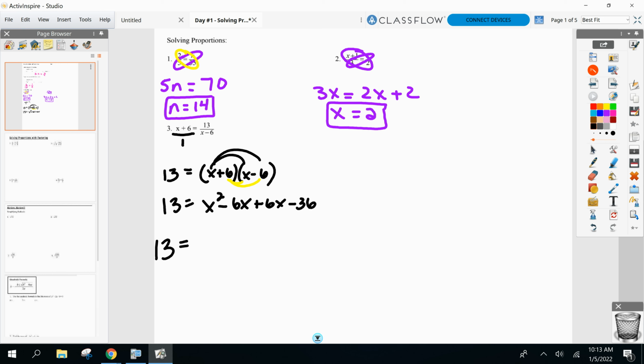13 equals. What happens in the middle when you combine like terms? They cancel out. So all I'm left with is x squared minus 36. Questions? Got to still solve for x, though. What do you think your next move is to get x by itself? Move the 36 over. Perfect.